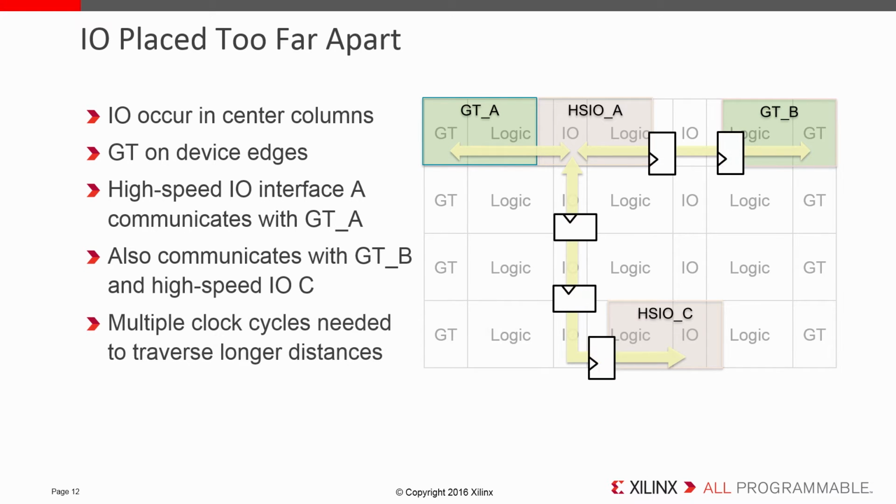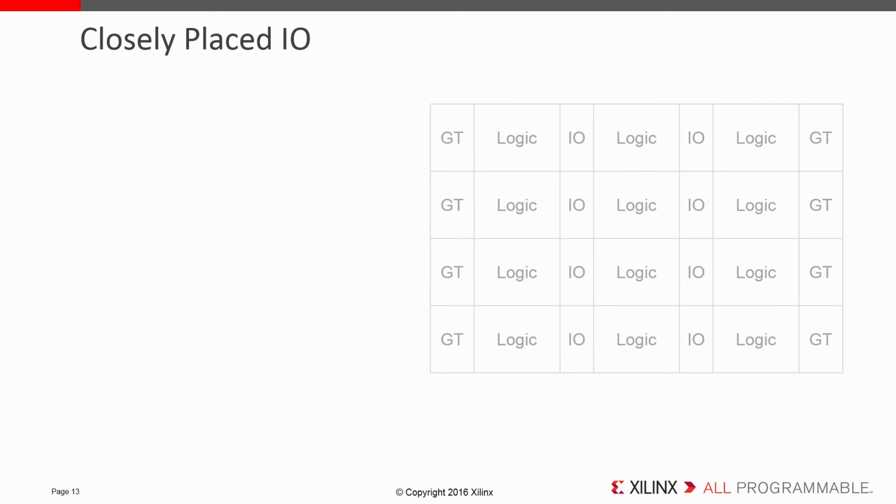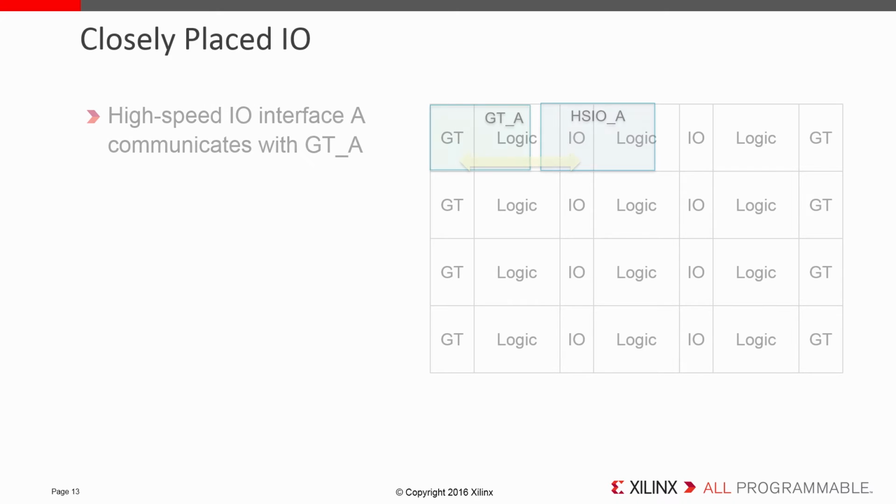Traversing longer distances will require pipeline registers to maintain the clock speed. If the blocks cannot be located closer to block A, then the design must be able to tolerate some latency to be able to run at a minimum clock speed. But there can be problems with I/O interfaces located too closely.